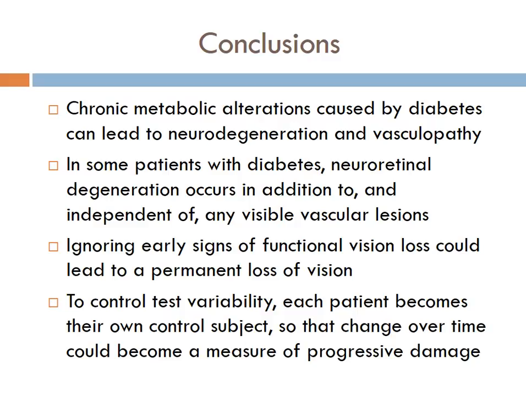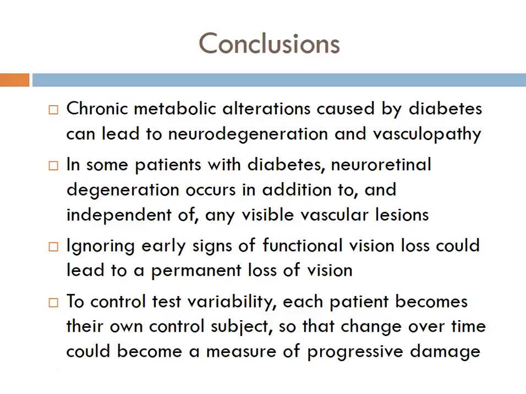So in conclusion, chronic metabolic alterations caused by diabetes can lead to neurodegeneration and vasculopathy. And in some patients, this neurodegeneration occurs before, independent to, or in addition to vascular lesions. And if you ignore these early signs of functional loss, you could then have a patient that gets permanent vision loss, which is almost what we've sworn not to let happen with our oath. And to control test variability, that's what I did with this patient, the example I used.